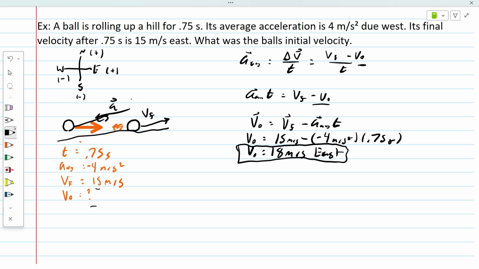So you always want to think about it: does your answer make sense? To make sure you didn't make any mistakes, you didn't forget any negative signs, stuff like that.